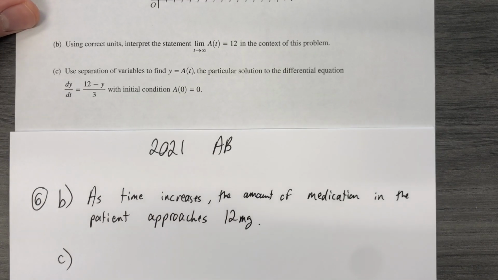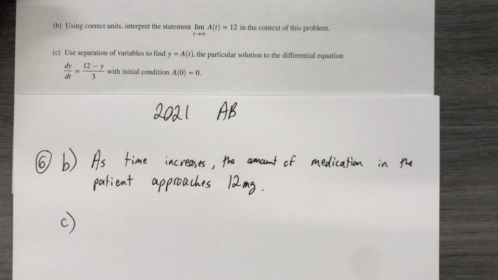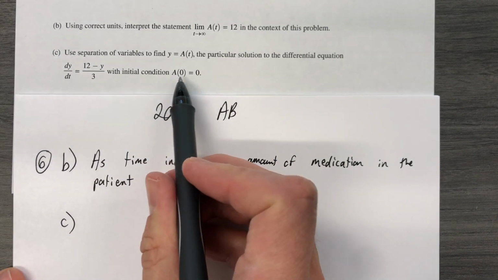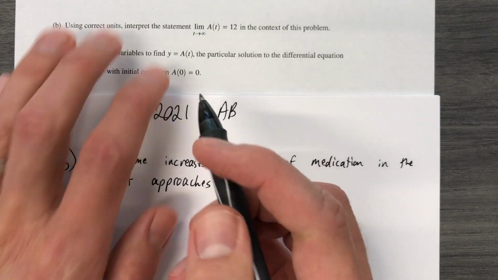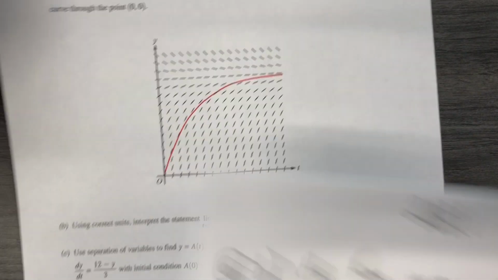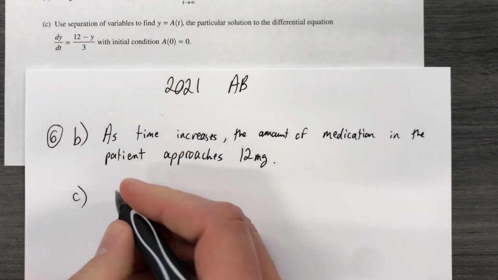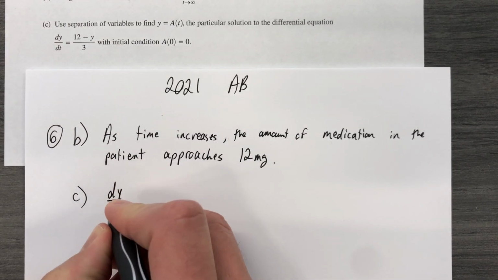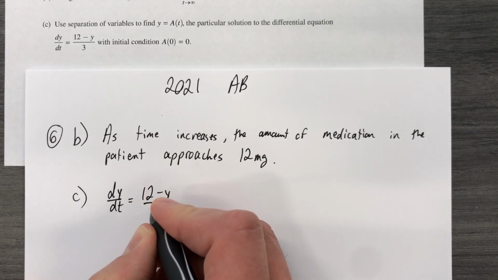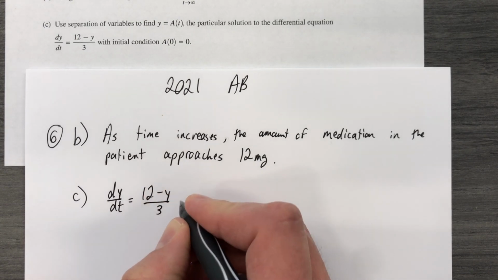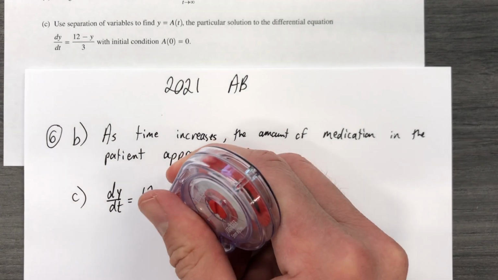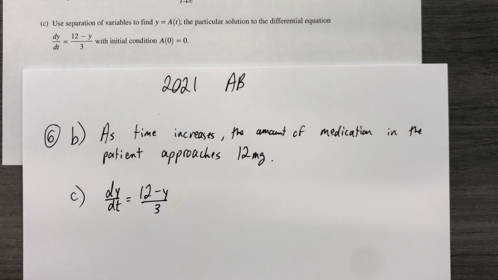That was easy. Use separation of variables to find y equals a of t, the particular solution with an initial condition of a of 0 equals 0. That's not new information. They told us that. They said that at 0 hours there are 0 milligrams. So we are going to separate our variables because they said so. 12 minus y over d, whoops, no d there, not yet. All right, let's separate some variables.